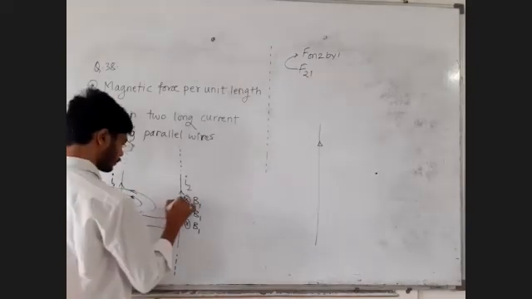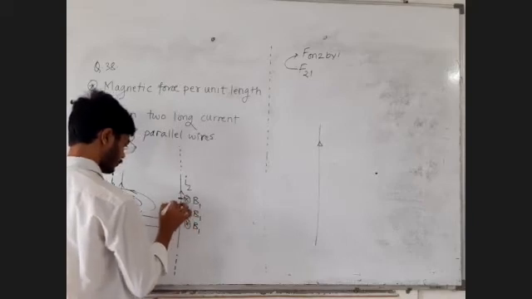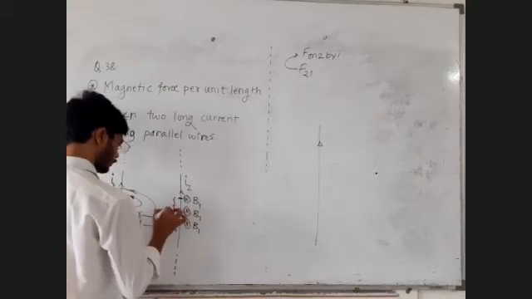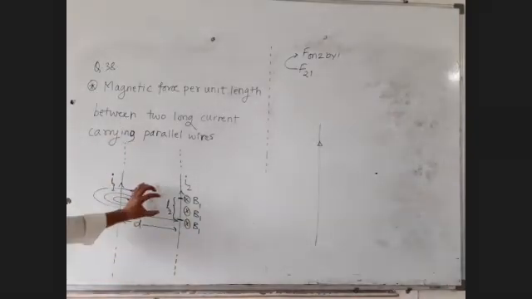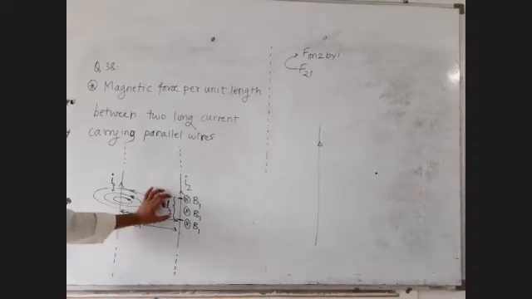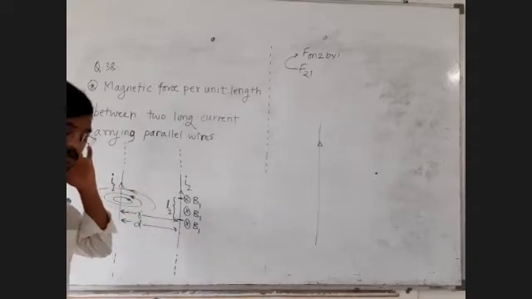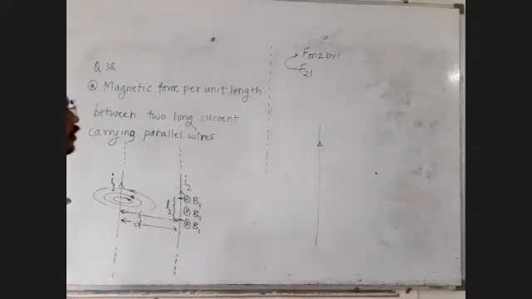I am going to consider this much length of the second wire. I am going to consider only this much length of the second wire. This is the length of the second wire, L2, and I will find out force on this much length. I will find out force on this much length upon the same length, so I will get force per unit length. That's what my plan is.